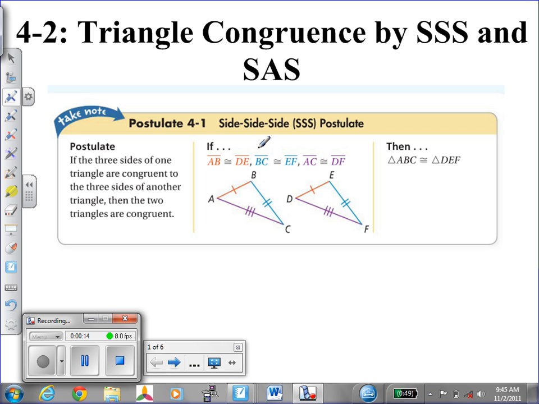So today, the side, side, side postulate states this. If three sides of one triangle are congruent to three sides of another triangle, then the two triangles have to be congruent. Okay? So down here, AB and DE are congruent, BC and EF, DF and AC. So triangle ABC has to be congruent to DEF because of SSS. That's all you have to put.